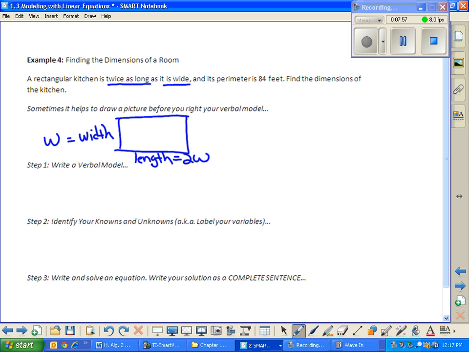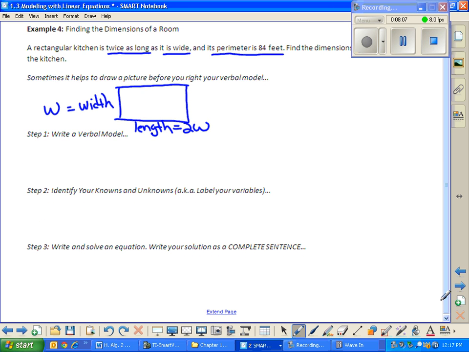We're ultimately asked to find the dimensions of the kitchen. They're also giving us some information about perimeter in the problem. So in step 2, what I'm going to go ahead and figure out is what I know and what I don't. For instance, I now know that the length, just from my picture there and in reading the problem, has to be 2W. And my width is now W. They're also telling me that big P, perimeter, is 84 feet.